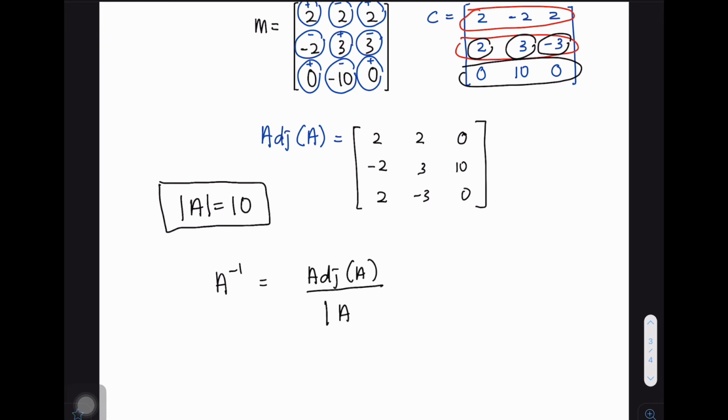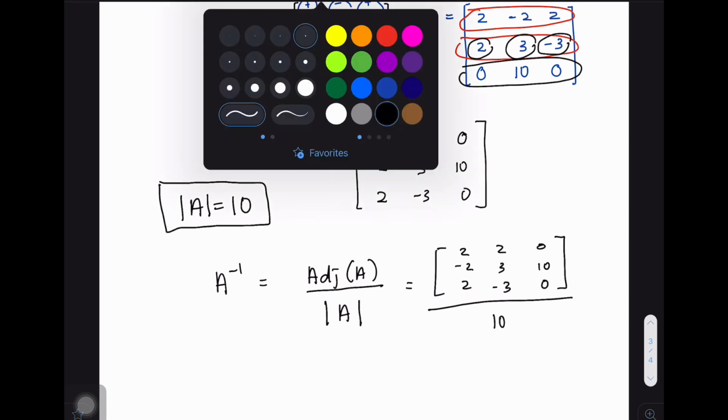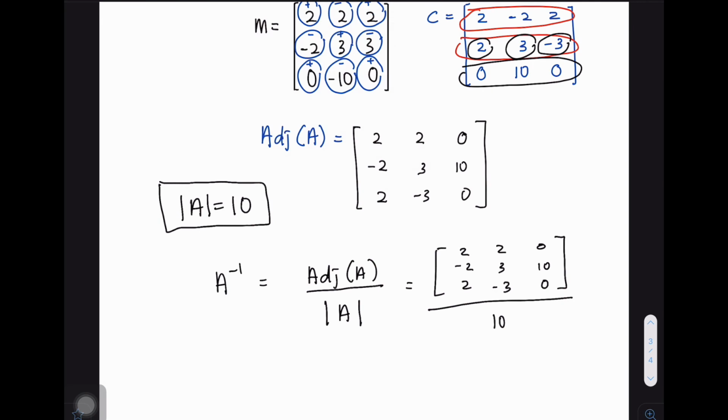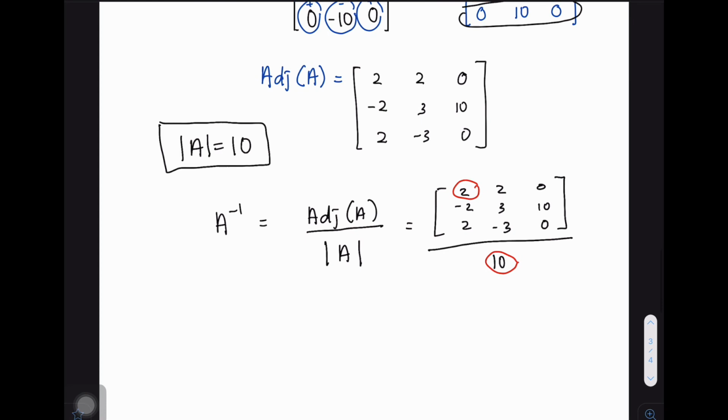its determinant. Okay, sekarang kita ada adjoint matrix A, iaitu 2, negative 2, 2, 2, 3, negative 3, 0, 10, 0. So, awak bahagi semua sekali dengan determinant dia, 10. Macam mana nak bahagi? Okay, caranya adalah setiap elemen ini awak bahagikan dengan 10. Setiap elemen awak bahagikan dengan 10.